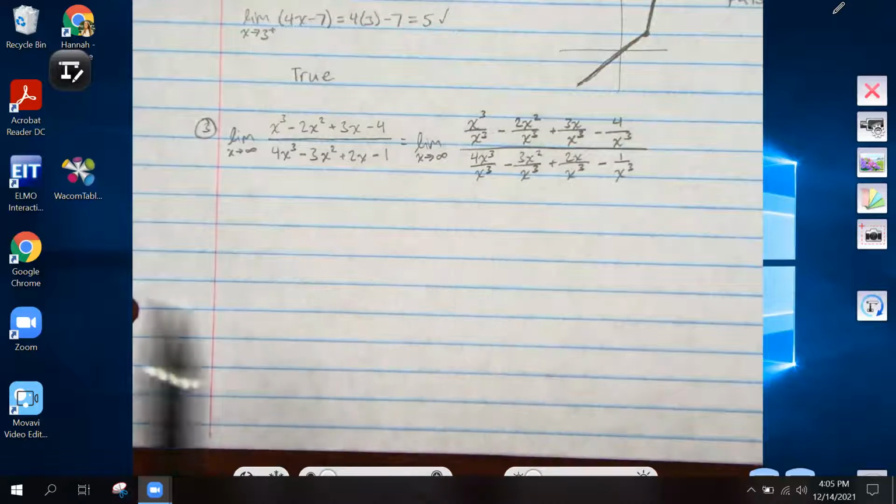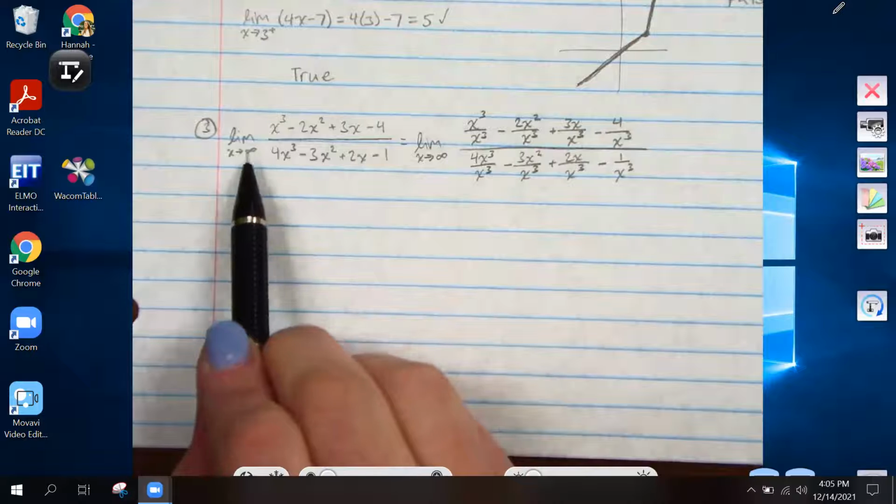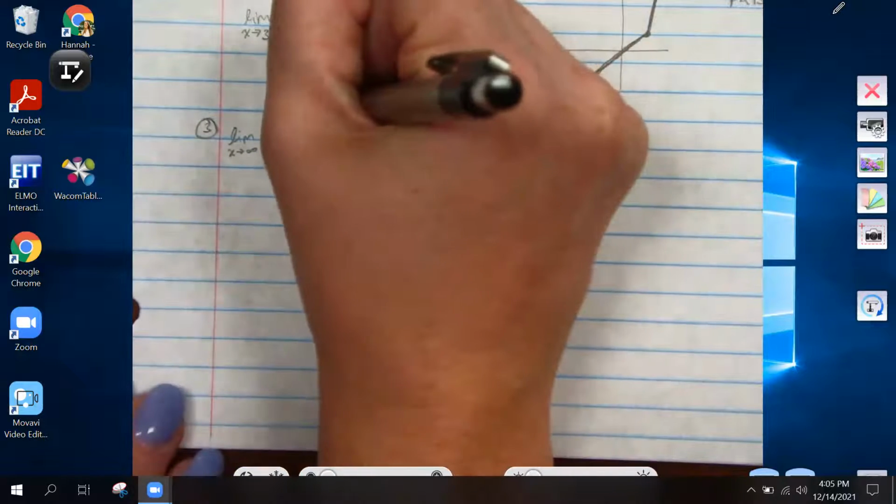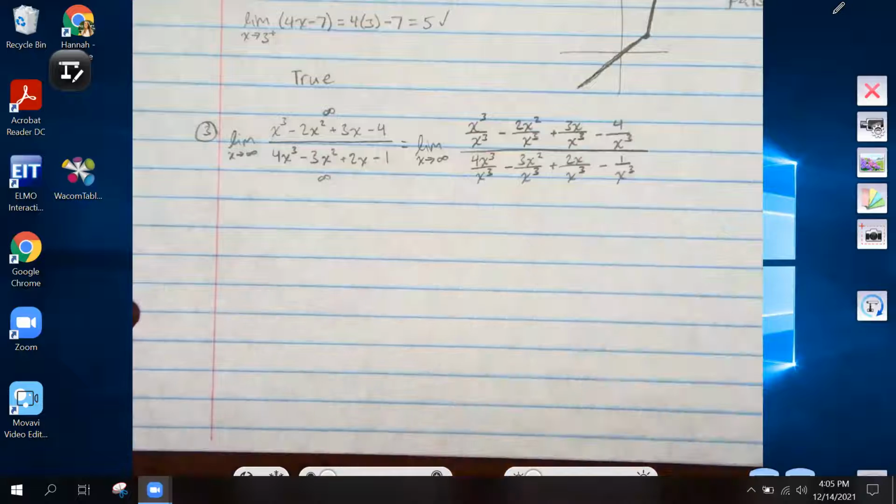By the way, we're doing this because if we were to go ahead and substitute in infinity here, we would get infinity over infinity, which is an indeterminate form. And it's one of the indeterminate forms that you can use L'Hopital's rule on.